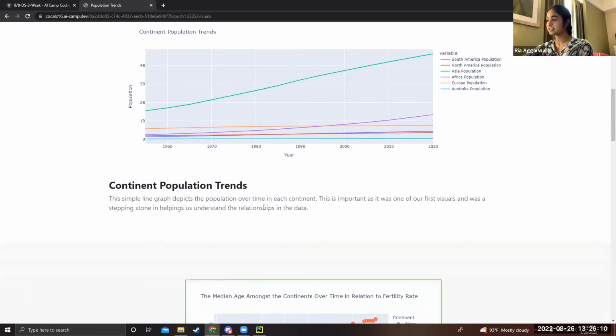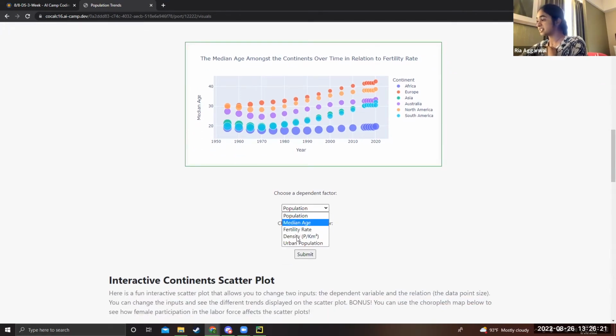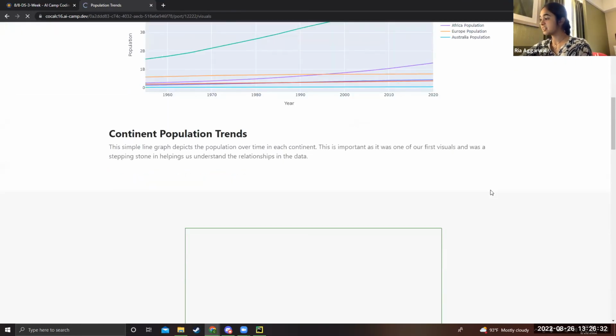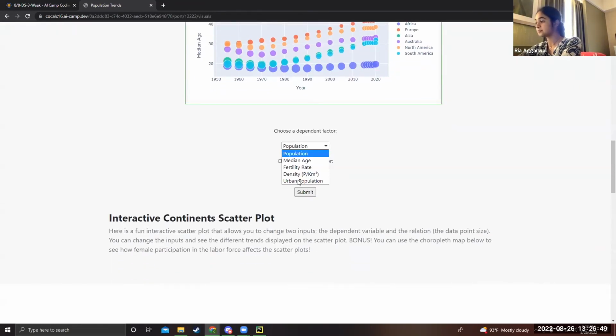Now if you continue scrolling, you get to see the fun main interactive model in which you can input different factors and see how they're related to each other. So for instance, you can input a dependent factor such as median age and choose a relation factor such as fertility rate and see how it looks. So the dependent factor will be on the y-axis, while the relation factor would be the different sizing of the data points. And that's important because then we can see how 2 different factors or variables affect each other, as you can see as such.